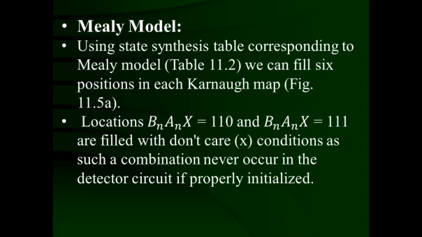X can be 0 or 1, and that's why there are a total of 3 variables. 2 raised to 3 means 8 locations will be there, 8 fundamental products, or you can say 8 min terms, M0 to M7. But we have only 6 rows.